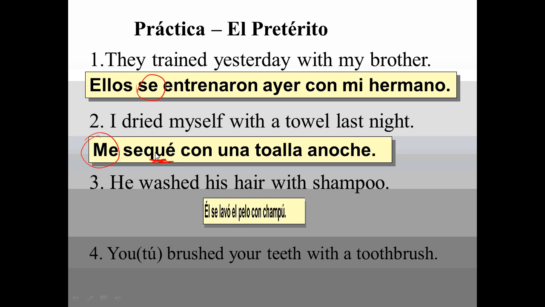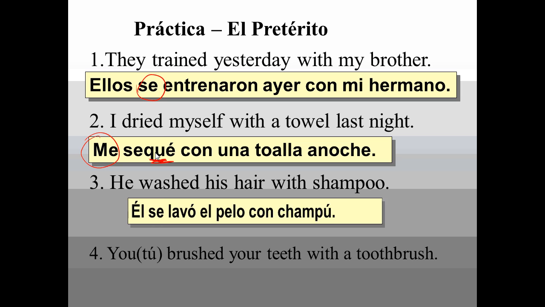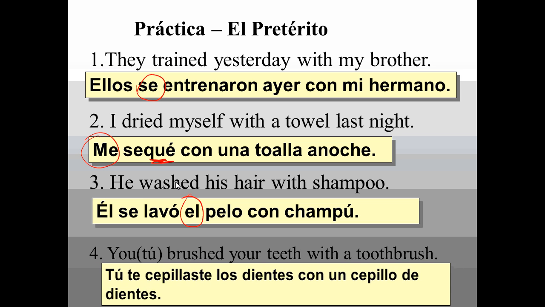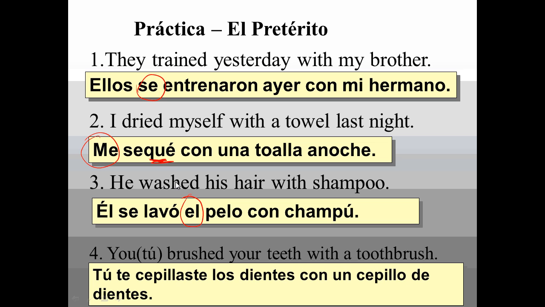He washed his hair with shampoo. Él se lavó el pelo con champú. Now in this situation, did you put su here? When you're talking about parts of the body, you don't use his or her. You would just use the article el or la. You brushed your teeth with a toothbrush. Tú te cepillaste los dientes con un cepillo de dientes. Do you need to have the tú here? No, you don't need to have the tú there. Just like I did not put yo in number 2, but you, of course, could have yo in that situation.